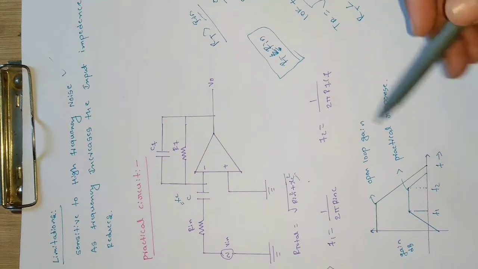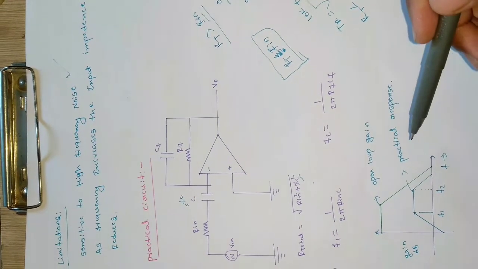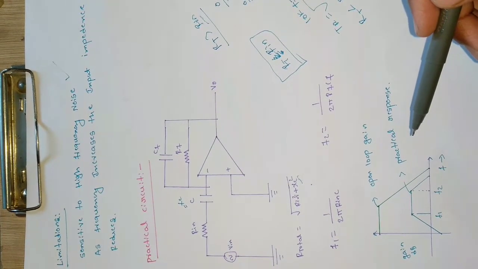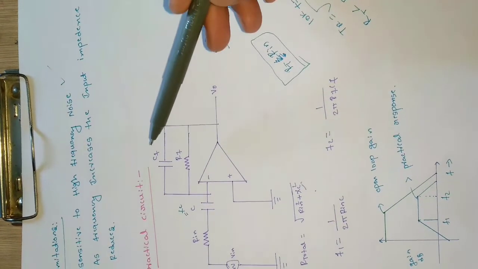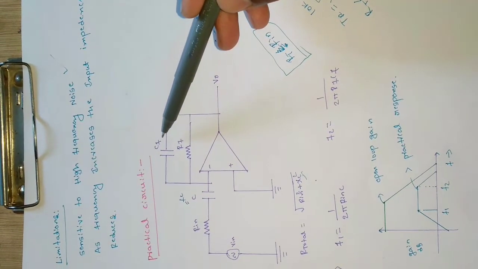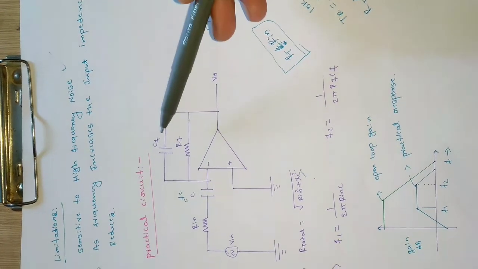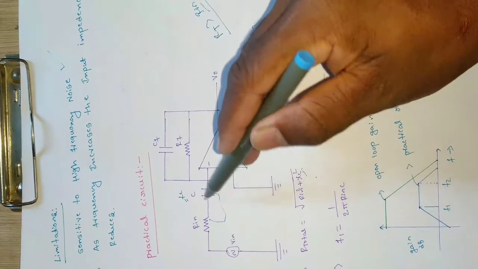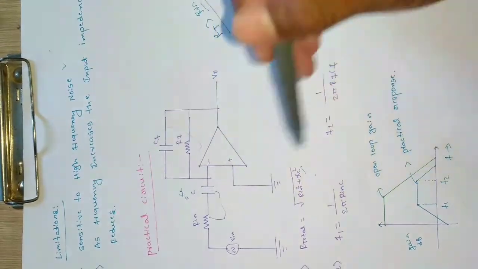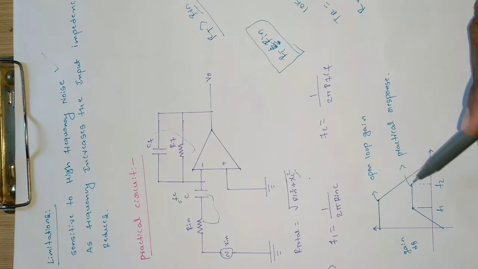So coming to the second point, how to avoid the high frequency content in the input signal, that is noise. We have to use another capacitor here, that is a feedback capacitor, given as CF. So it will be like one low pass filter here, and another low pass filter over here. So it will give two frequency bands.